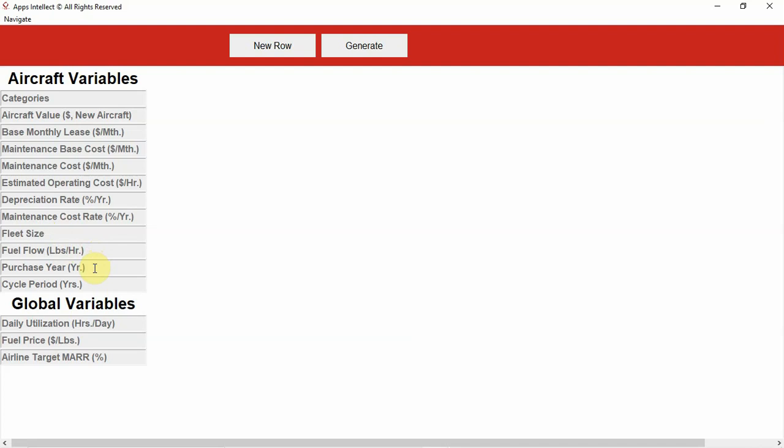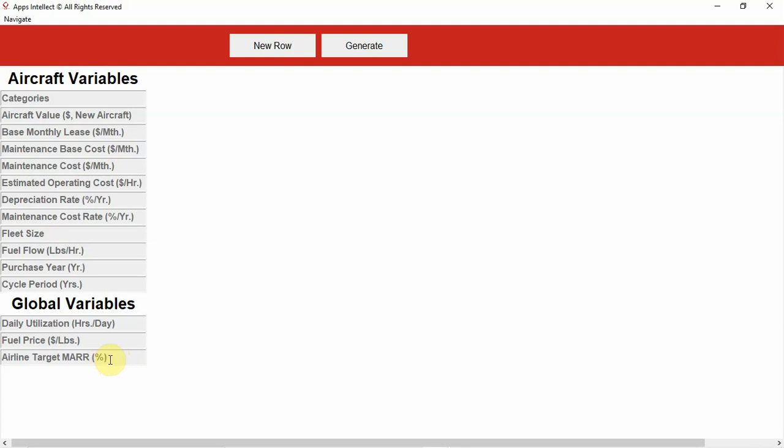Then the purchase year, which is what we just went through in the scenario. So after 5 years they intend to purchase the aircraft. Then the cycle periods are basically based on the operating performance of the particular fleet type. The other section is global variables: the daily utilization of an aircraft, the number of hours they fly that particular aircraft, the fuel price per pound in dollars, and the airline target, that is the minimum acceptable rate of return.